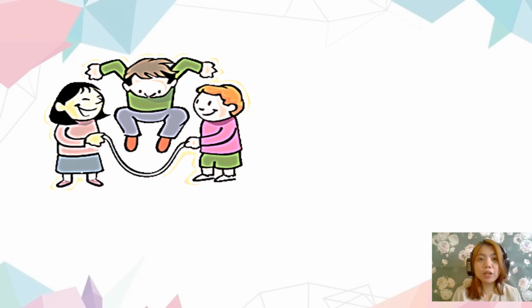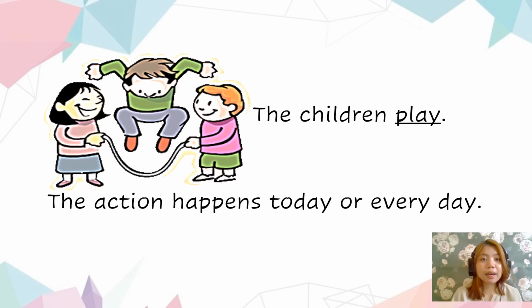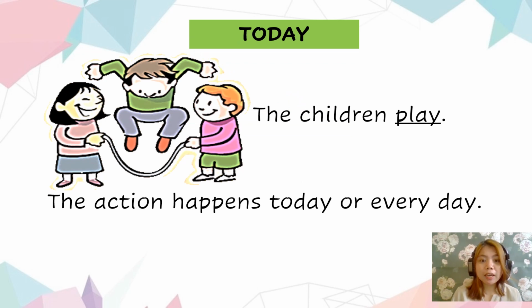Now let's have another example. Let us study the sentence. Let us read. The children play. Class, this sentence is an example of a sentence which is in the present tense. Why? Because the action happens today or every day. So the sentence here happens today.